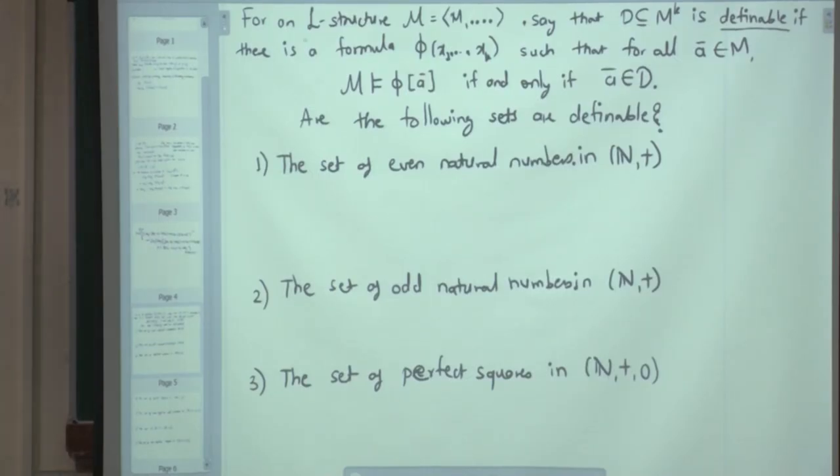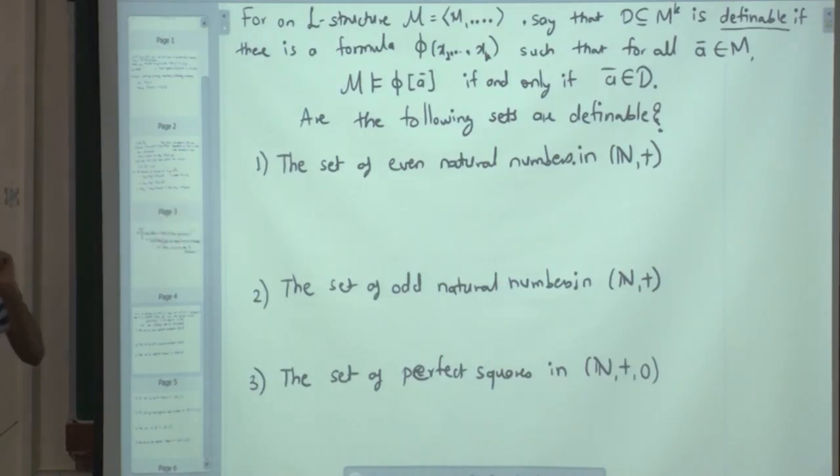So let us read. If you are given a language L and you are given an L-structure M, say that D, a subset of M to the power k, arbitrary power k is okay, is definable if there is a formula in k free variables, I mean the context is k variables, such that for all tuples of length k, ā belongs to D, it is in our definable set, if and only if phi is true in M at ā. So we are just trying to express our understanding of that set using a formula in that language.